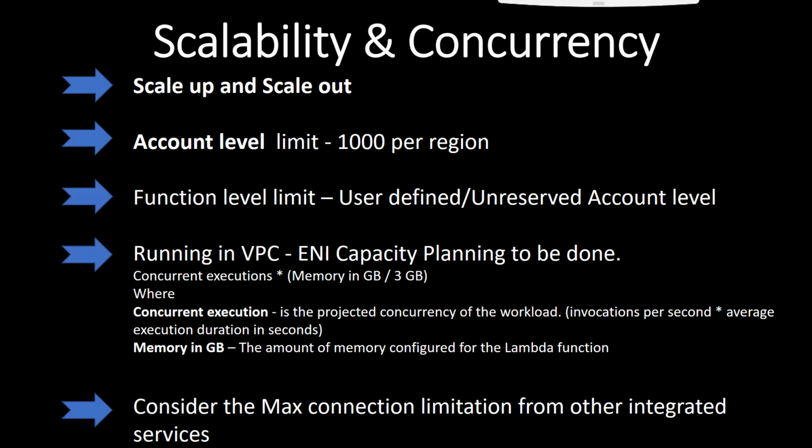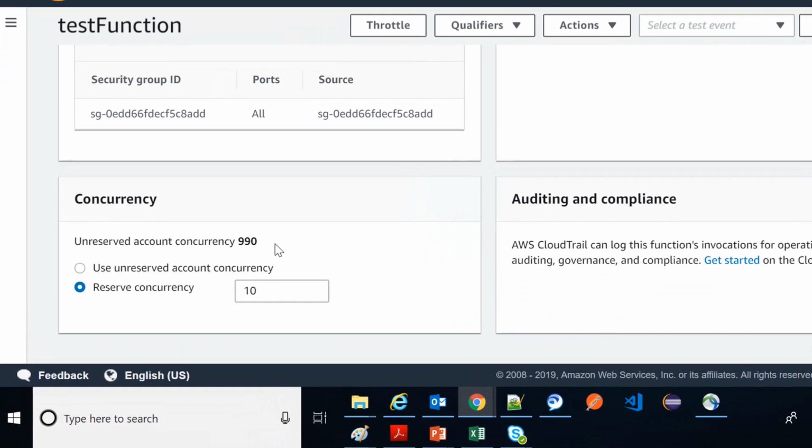So let me quickly show you how we can define the concurrency limit. If you open any Lambda function, you will see this section, concurrency, and by default you will see this option enabled. This will be using the unreserved account concurrency, which right now has a limit of 1000. And as I explained, the best practice is that you should always define your concurrency. The maximum concurrent executions you are expecting your function to handle should be defined here.